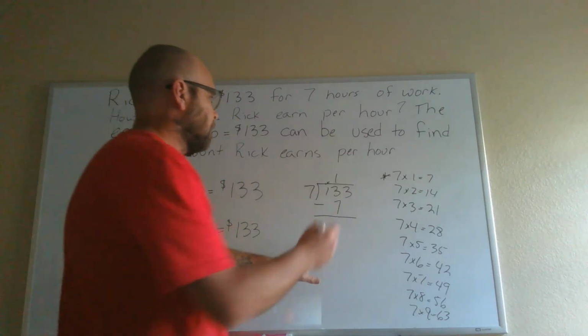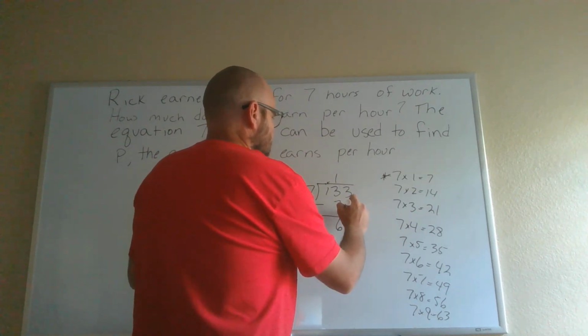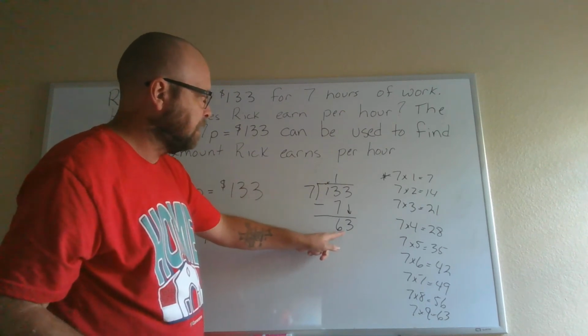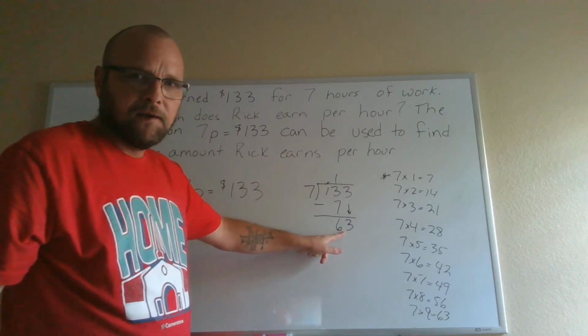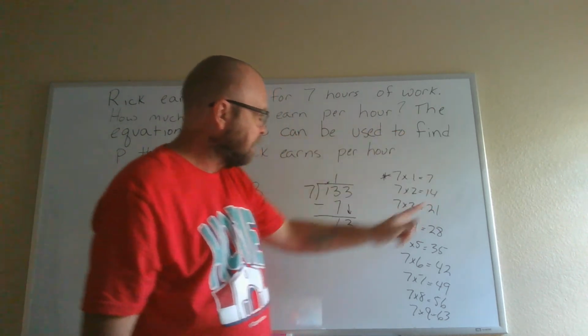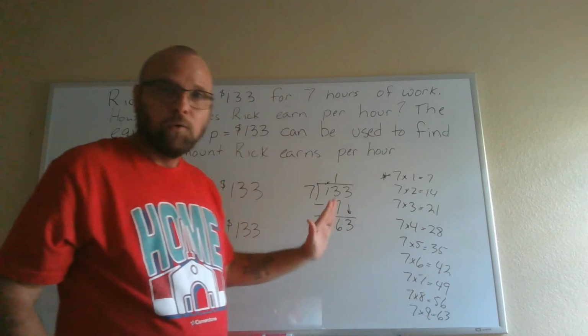So then I subtract. 13 minus 7 is 6. I bring down that 3. Now I'm taking 7 into 63. Again, I go back and look at my products, and I want to get as close to 63 on this list as I can get without going over.